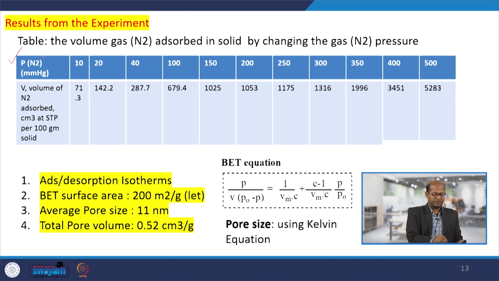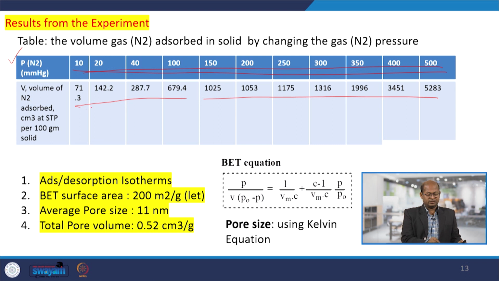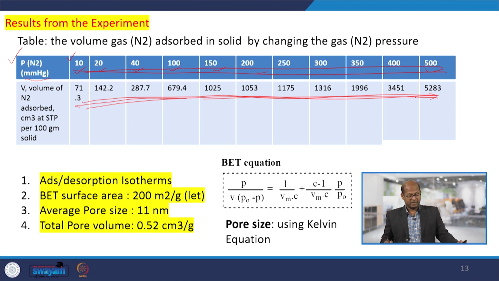Experimentally, when we increase the pressure, let us say one example I am taking for a particular catalyst, this amount of volume of nitrogen molecules gets adsorbed. If we increase the pressure of nitrogen, 10, 20, 40, 100, 150, 200, up to 500 millimeter of mercury, then the volume of nitrogen adsorbed gradually increases, linearly or depending upon the material, it shows like this. If we have these equations, we can find out how much quantity of gas gets adsorbed, and from that the BET surface area we can easily find out.